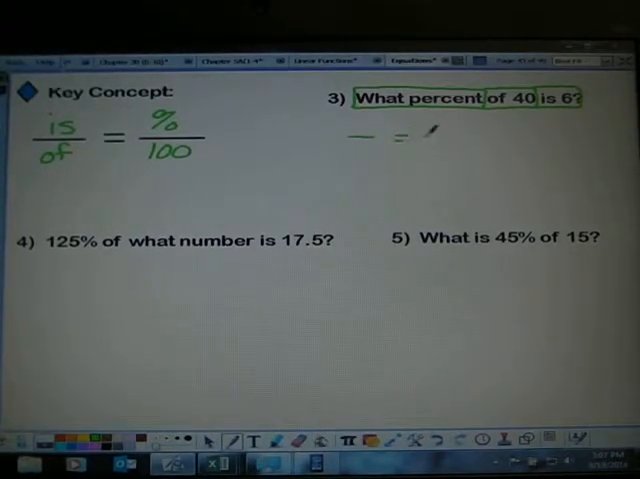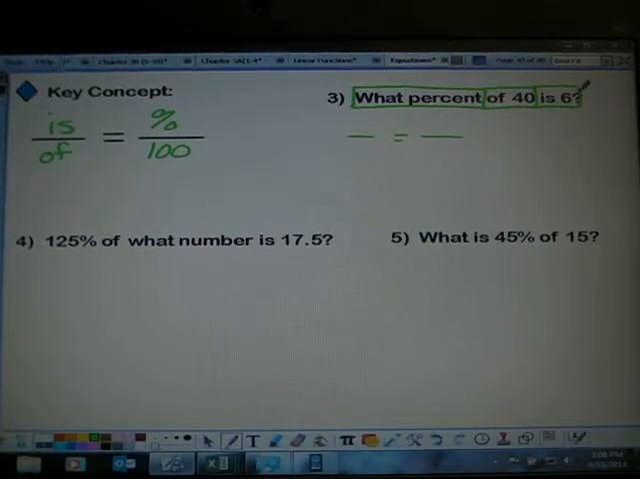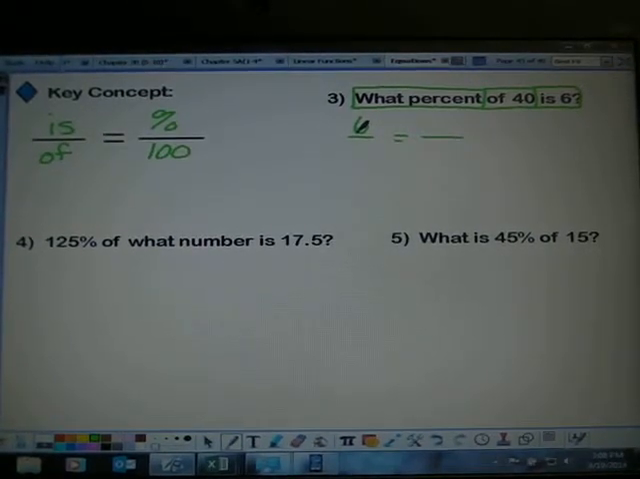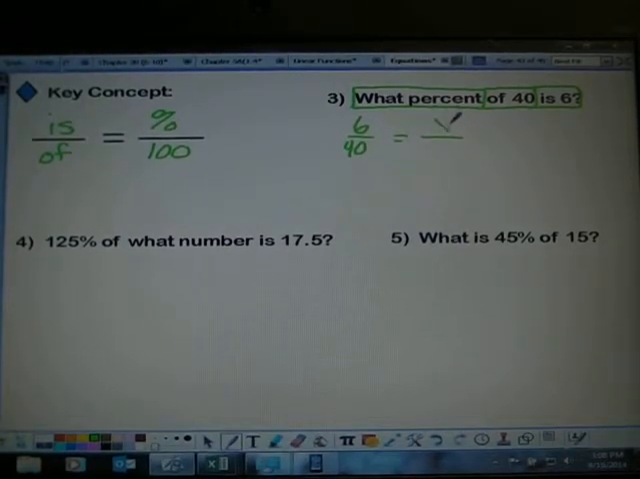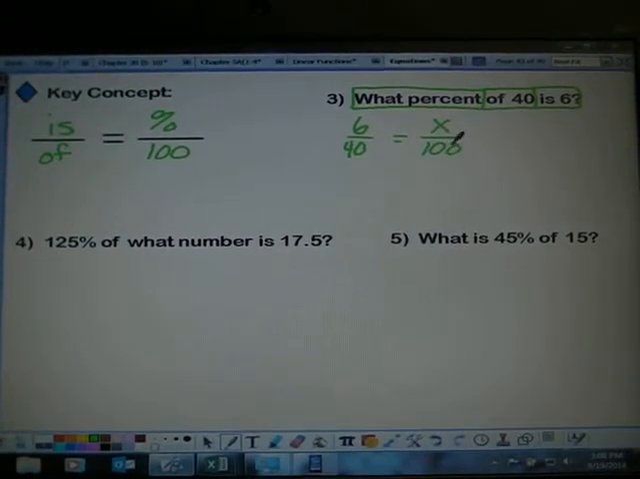So what I'm going to do is make my proportions. Two ratios with an equal sign in the middle is called a proportion. And you're going to look, what's my is number? The number in the box with the is, a 6. Over of, 40. Your percent, what percent? That's my question, so that's an X. And 100 is always right there.